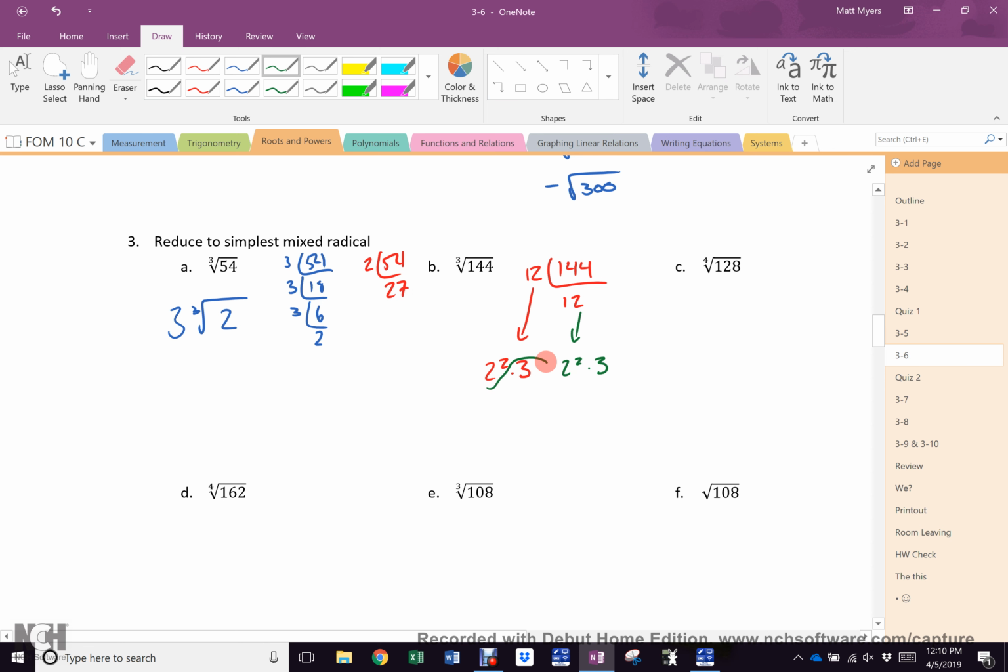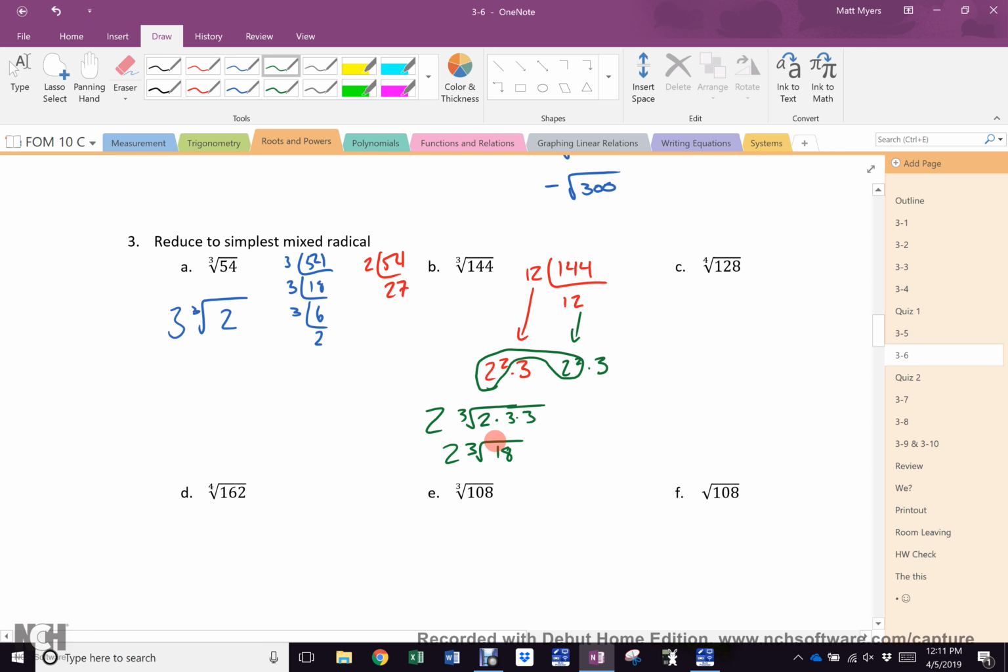How many 2's are there? 4. So how many are coming out? 3 of them. So I'm going to bring out a 2. And what did I leave under there? Oh, no. I left 1 2 and 2, 3, and 2 3's. Is there another group of 3 there? Nope. So it's 2 cube root what? 6 times 3 is 18.